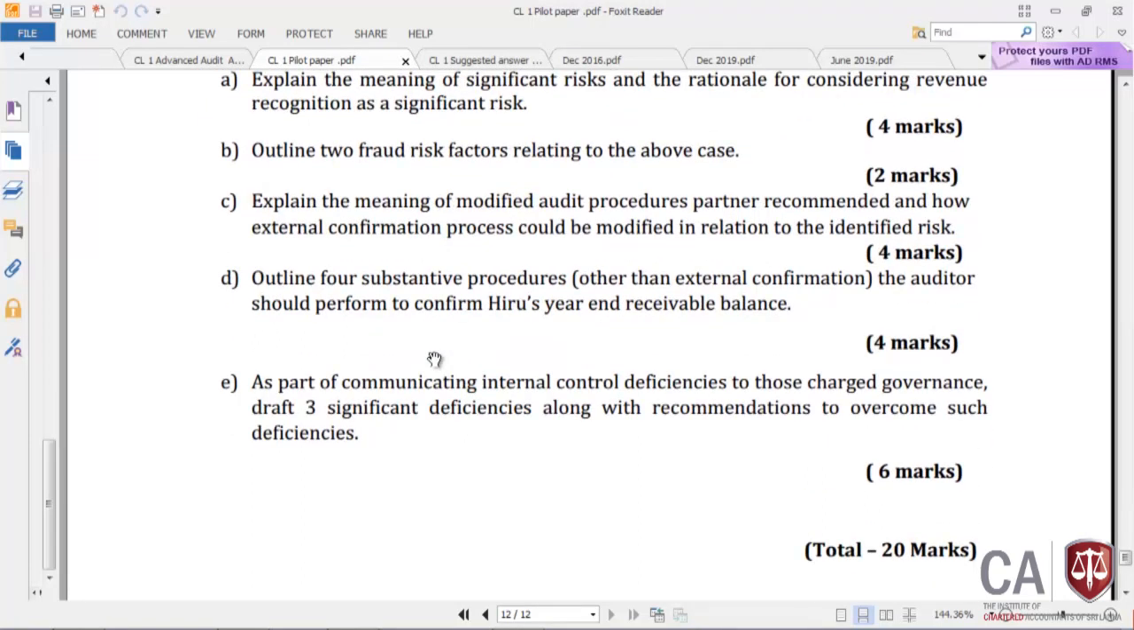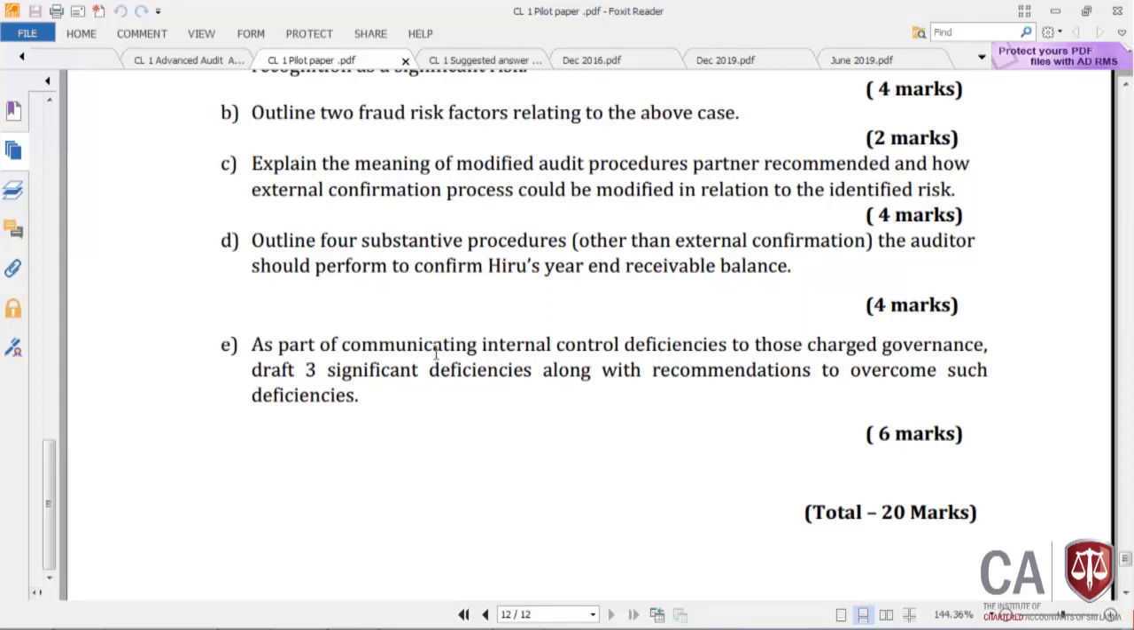So this part is a question. As part of communicating internal control deficiencies to those charged with governance, draft three significant deficiencies. Again, the action verb is draft. You need to highlight the action verb. I have trained you on how to write the past papers. This action verb must be highlighted, okay.